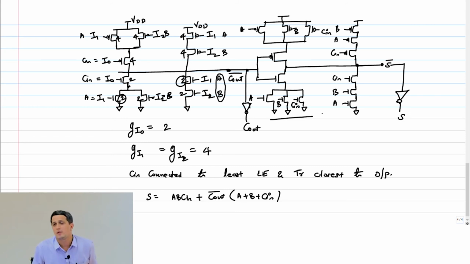In this portion, tell me why I did not connect C in to the transistor closest to the output. Huh? Sorry? No, it's not only effect, the logic itself will change. I cannot even do that. See, you can do all this transistor reassignment if it is equivalent to connect any input to any transistor. AB plus BC plus CA was like that. Otherwise, I can't do it.